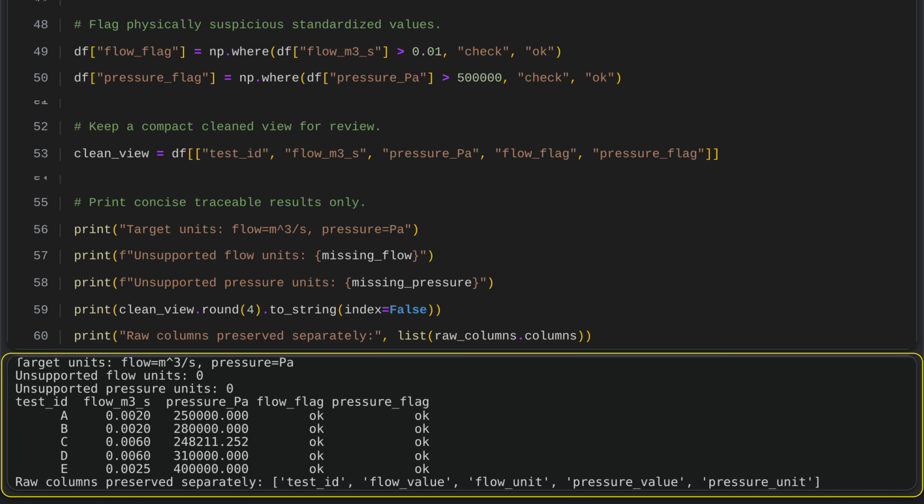This script standardizes pump measurement data by converting flow rates to cubic meters per second and pressures to pascals. It applies unit conversion factors, identifies unsupported units, and flags unusually high flow or pressure values for review. The output shows the clean, standardized data while preserving the original raw columns for traceability.